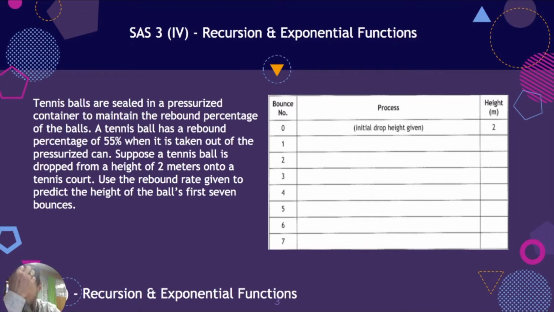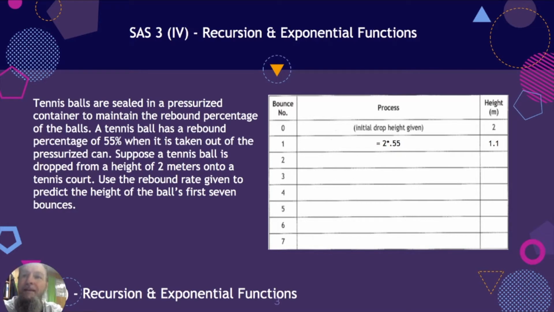Okay, so if the first bounce will have a height that is 55% of the height it is dropped from, all we have to do is multiply the decimal equivalent of 55% by the height it's dropped from. We're given that information. It's dropped from 2 meters. So we're going to take that 2 meters and multiply it by 0.55. That nets us 1.1 meters. So the first bounce, it rebounds up 1.1 meters.